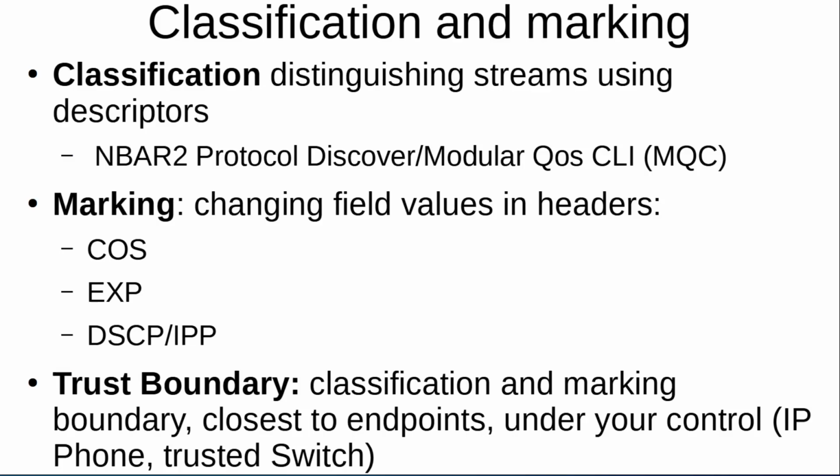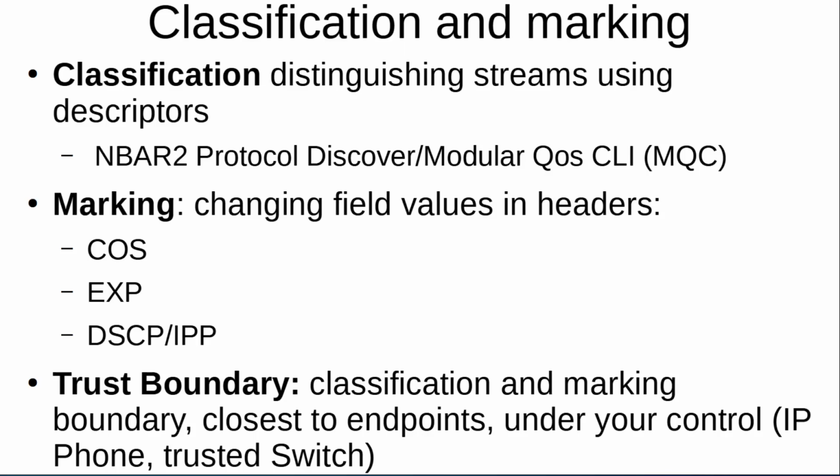The first step in the differentiated services model includes the classification and marking of your packets and frames. Classification means distinguishing streams using descriptors. So you will distinguish voice streams from video streams, from database transaction streams, from internet navigation streams, and so on. The descriptors for distinguishing these streams can be the source IP address, the destination IP address, the protocol number, the source port, the destination port, and so on.